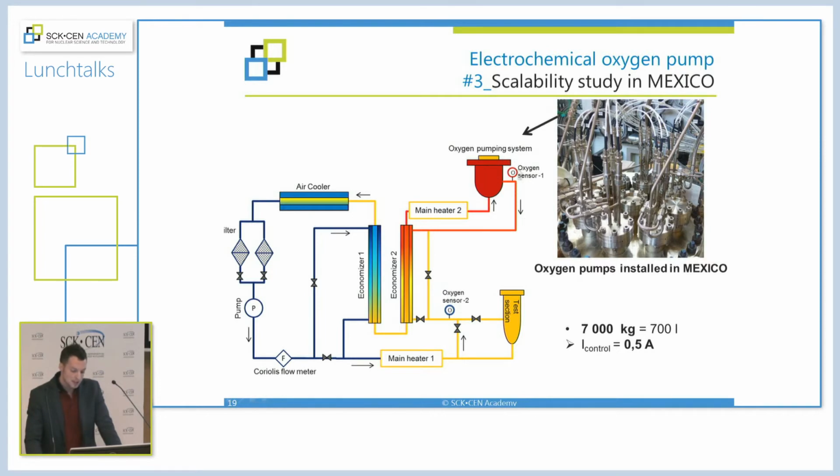On the right-hand side, this picture shows you how it looks in reality. The oxygen sensor placed on the other part is the oxygen sensor we use as a target. This tells us the target and how we control the oxygen concentration. But let's look at the results.